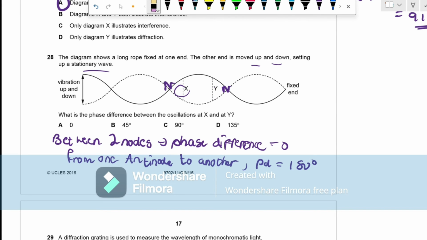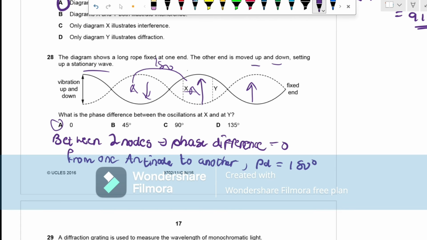Particles inside a node are going to experience the same displacement at the same time. If they're all moving up, they're all moving up. If they're all moving down, they're all moving down. If there were a phase difference between x and y, how would this shape be maintained? Some would be moving up and others down, so it won't work. For this shape to be stationary, they need to be moving the same way up and down, with a phase difference of 0. But between this and this, they have a phase difference of 180. If these are moving up, those ones are moving down.